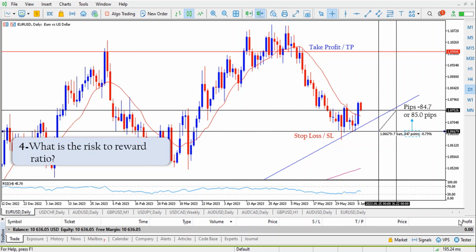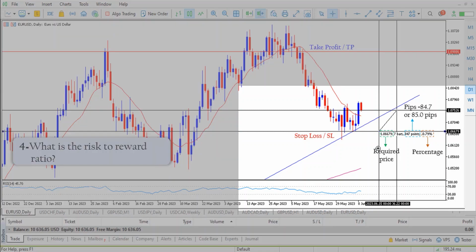If you don't know how to calculate the pip value and lot size, I have already taught that in the previous lessons, and I have mentioned its link in the description below: how to calculate the pip value and lots in Forex. And here on the right side, it shows the percentage: my stop loss is minus 0.79% lower than the current price. And according to pips, my stop loss is 85 pips lower than the current price. On the left side, this number shows the required price, which is changeable. You can change it to any location that you prefer.